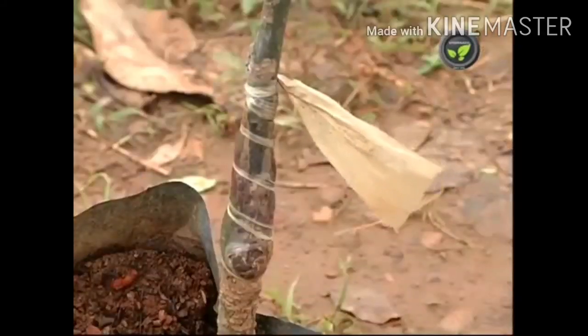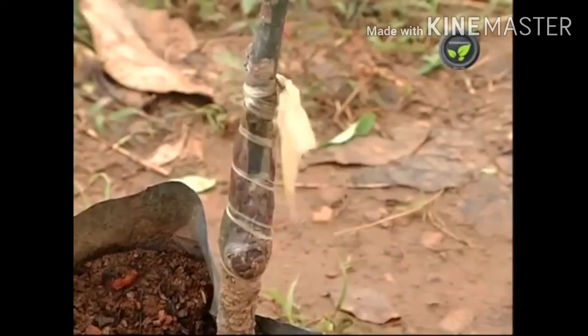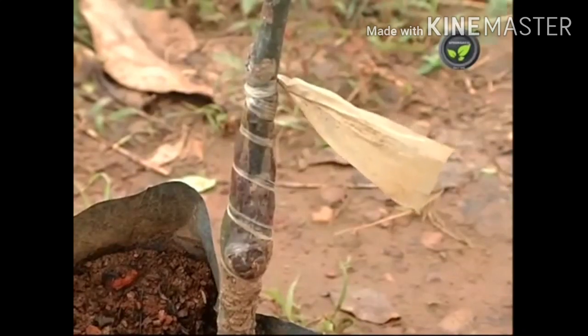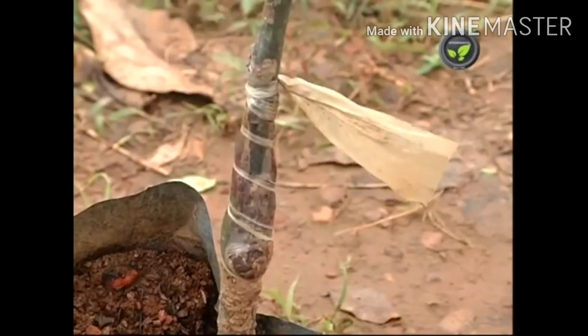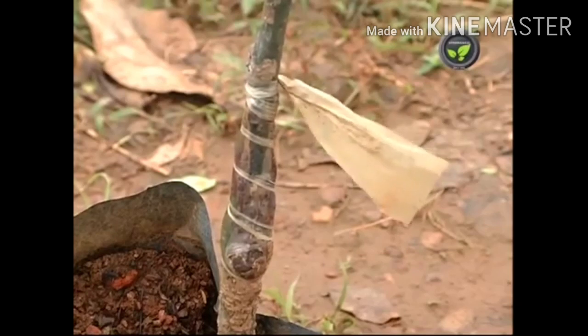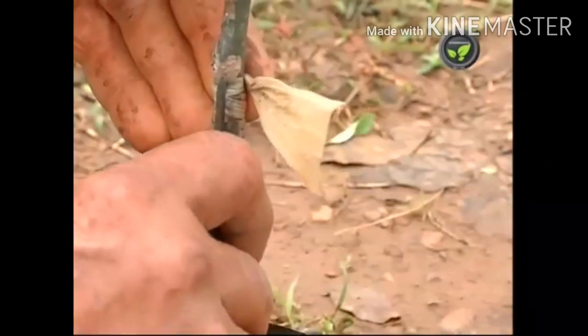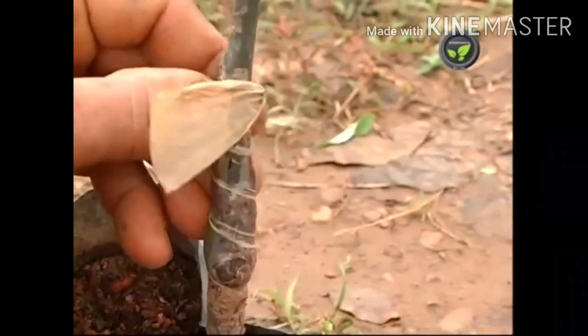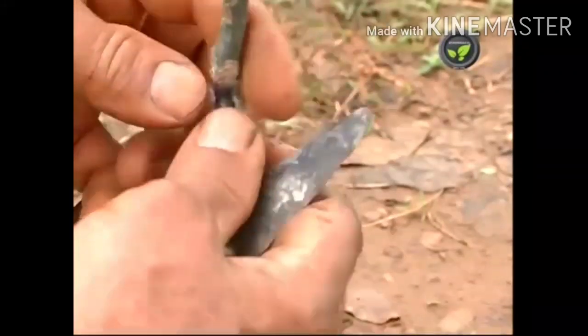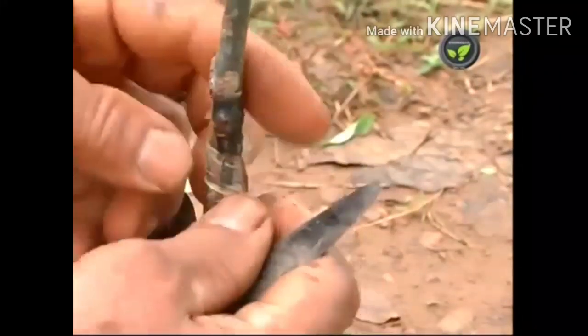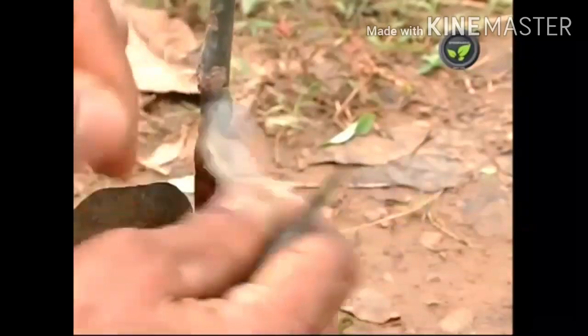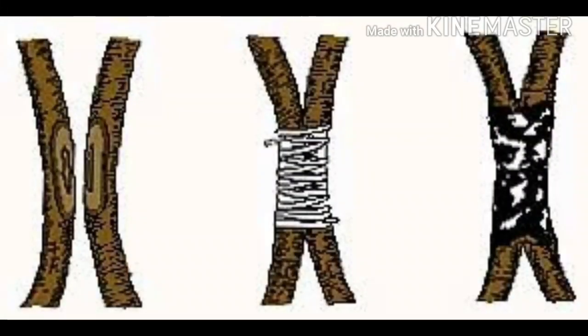Remove the tape after the graft union heals completely and the plant starts growing. Otherwise, it makes constriction and limits the growth. Even the plant may die. This point applies to all the methods of grafting. So this is approach grafting. Please watch the video and try it yourself. Here you can see some of the pictures of approach grafting.